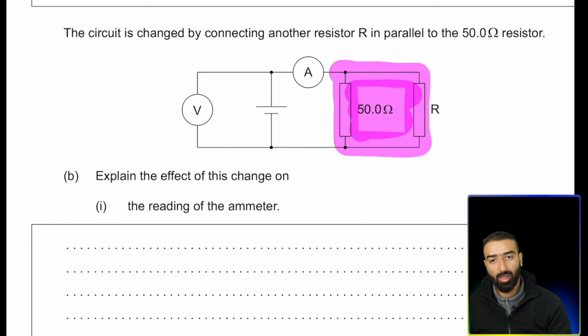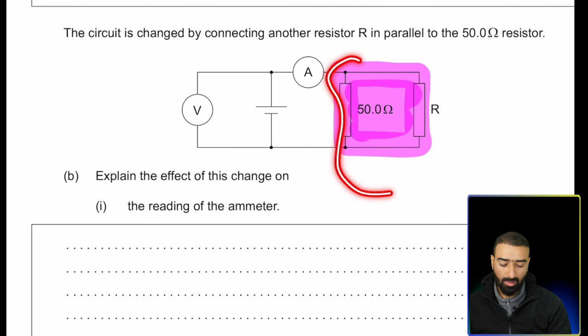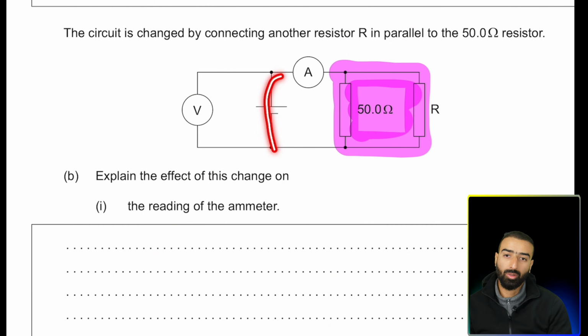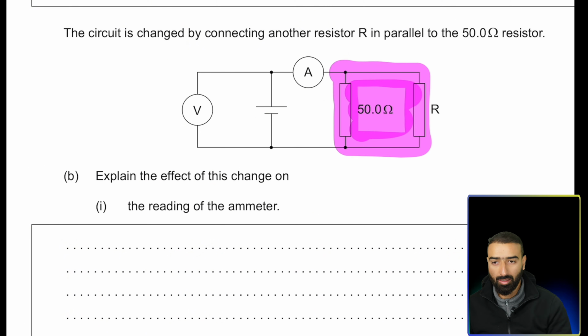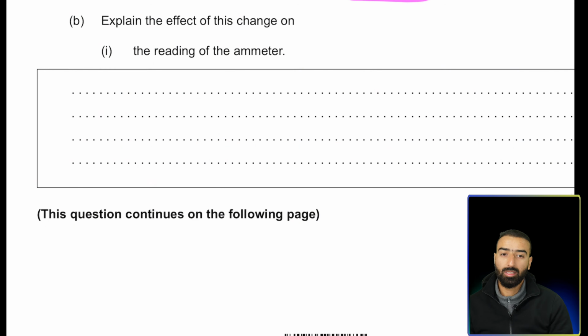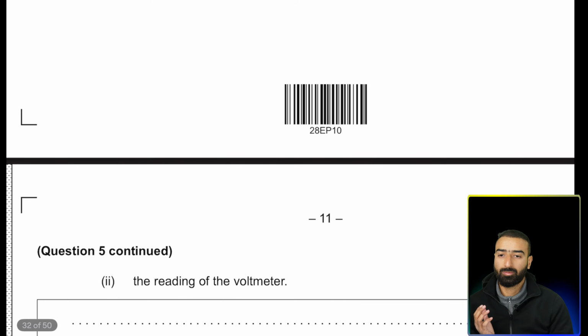And what's going to happen due to that? Well, if the resistance is small, the current is going to be larger. So the current increases. The reading of the ammeter is going to increase due to the decrease in the resistance. Let's look at the next part of the problem.